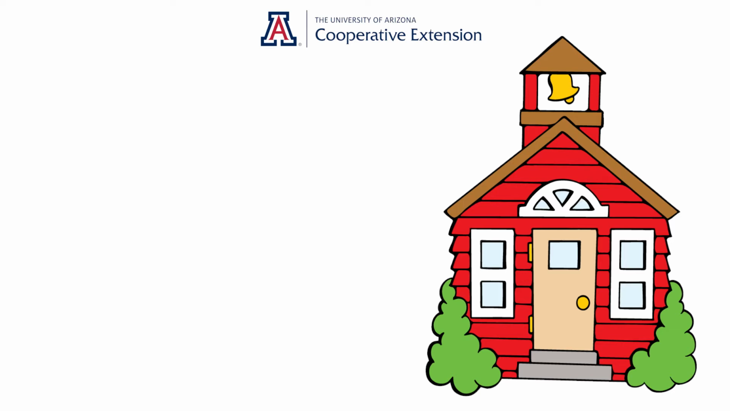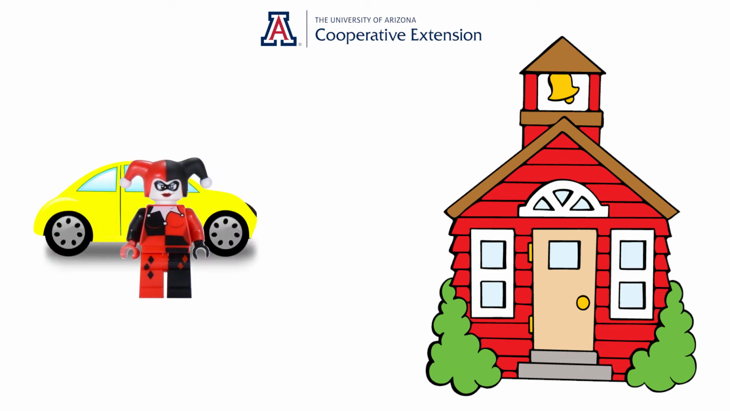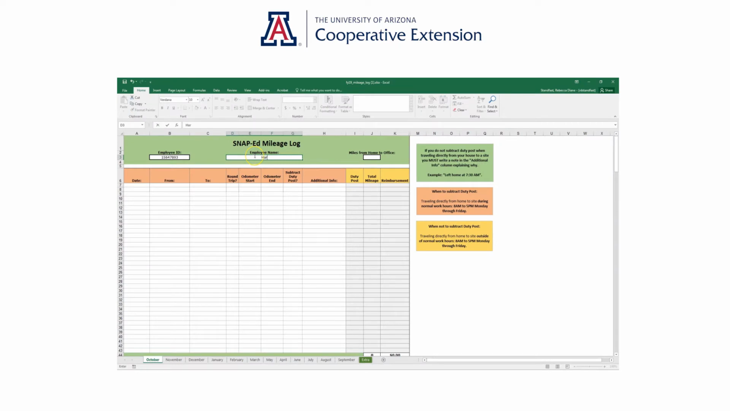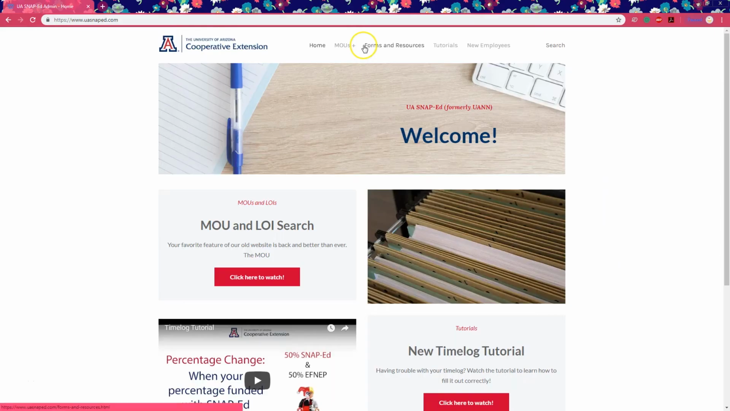Working for SNAP-Ed, you may find yourself traveling to and from sites for work. If you're traveling in your personal vehicle, you may be able to be reimbursed for mileage. The first step for being reimbursed is to fill out a mileage log. You can find the mileage log on the UA SNAP-Ed website.